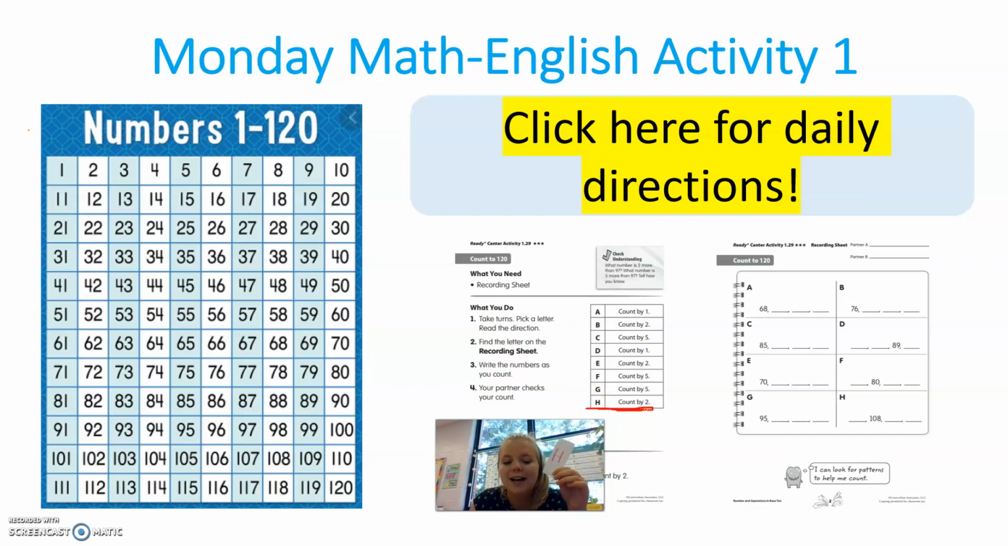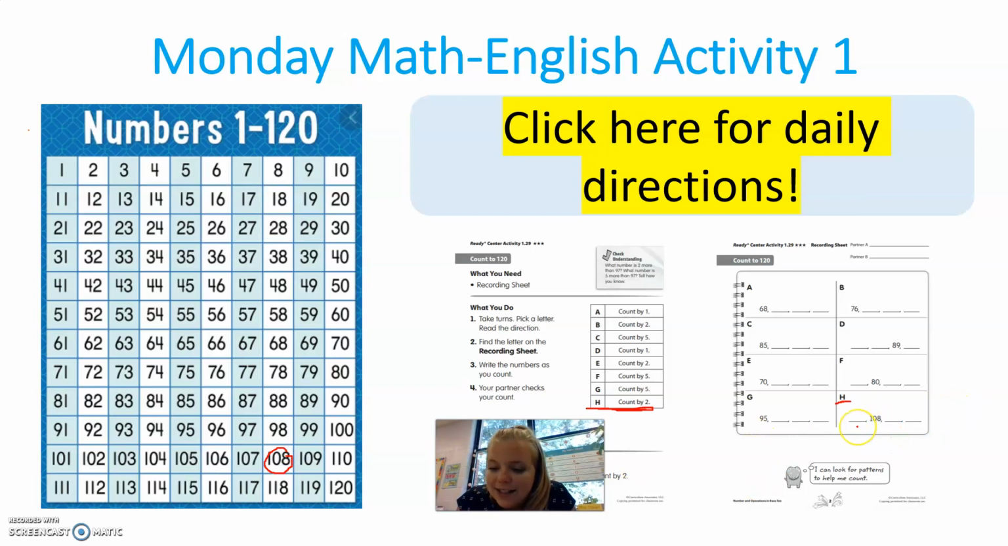H tells me that I'm going to be counting by twos. Okay, so I know I'm going to be counting by twos, so let me find H on this sheet. Oh, here's H. Okay, so here's H. I'm going to be counting by twos. So if I look, I see I have 108. So they gave me 108. So I'm going to go find 108 on my 120 chart. And it is right here. Okay, I circled it. So I have 108.